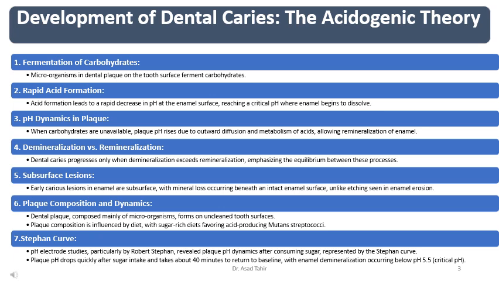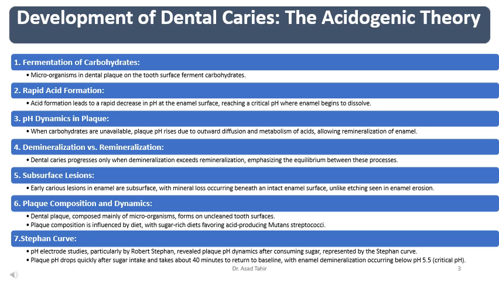Fermentation of carbohydrates. Microorganisms present in dental plaque on the tooth surface ferment carbohydrates from the diet. Rapid acid formation. The fermentation process leads to the rapid formation of acids. These acids cause a quick decrease in pH at the enamel surface. When the pH drops below a critical level, typically around pH 5.5, the enamel begins to dissolve.